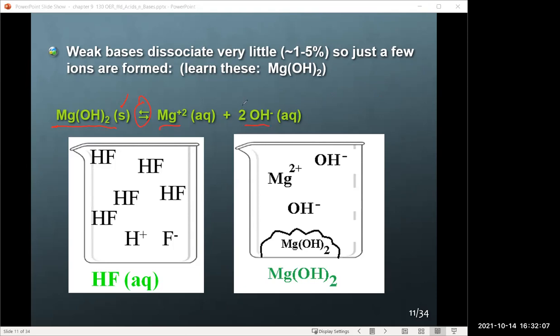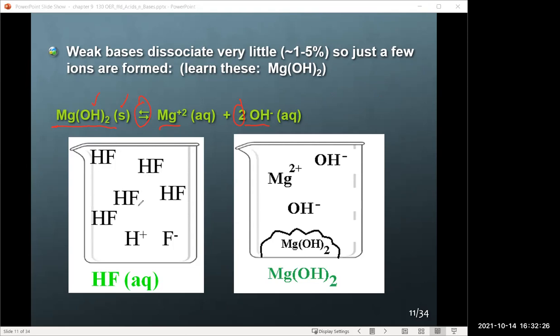Notice that we got 2 hydroxides. Why? Because we got 2 hydroxides to begin with. This is analogous to the bicycle example: 1 frame, 2 tires. When it dissociates, I'm going to end up with 1 frame and 2 tires.